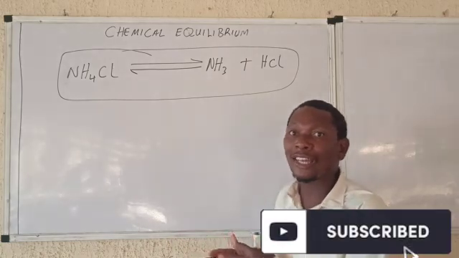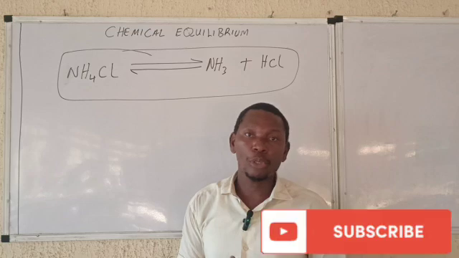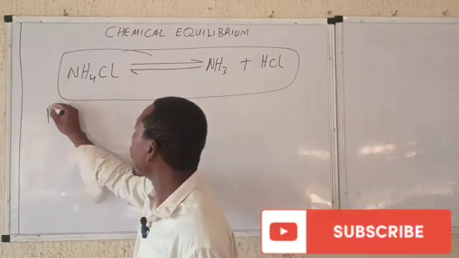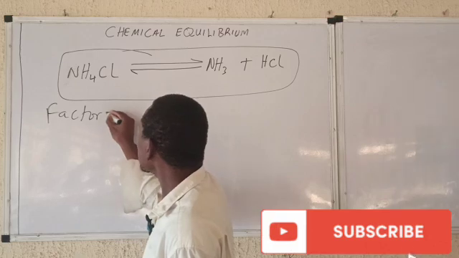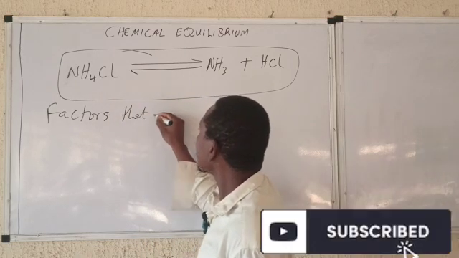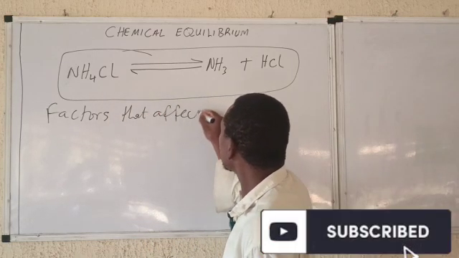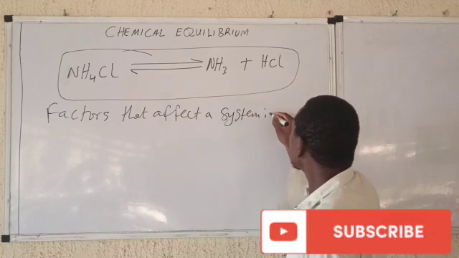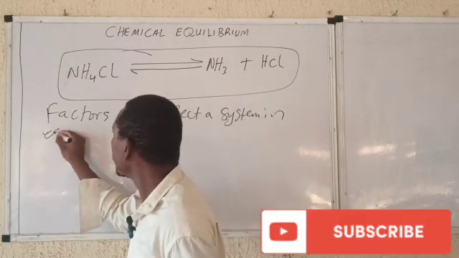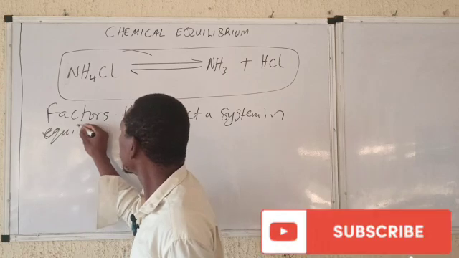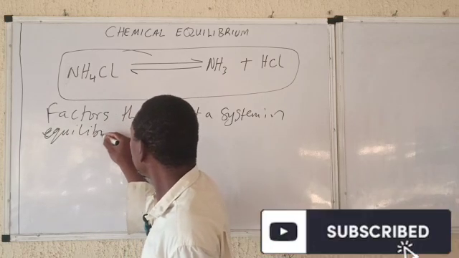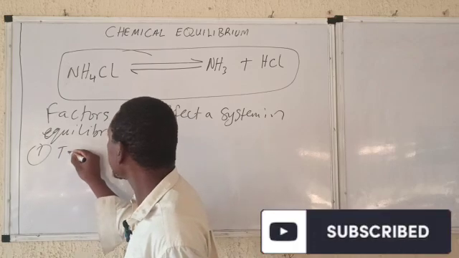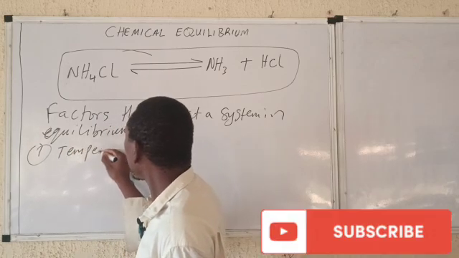There are some factors that affect a system in equilibrium. So let's quickly talk about some of these factors. Factors that affect a system in equilibrium. One of them is temperature, or change in temperature.